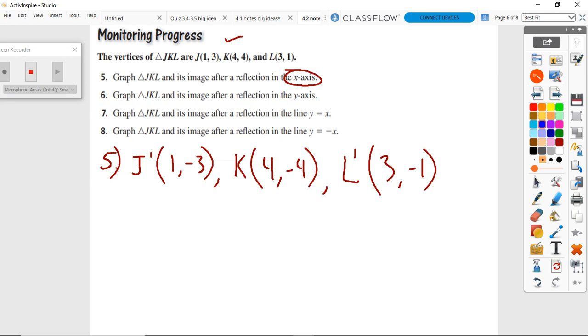So number 6, now we're flipping in the y-axis. So let's flip the x values. Start out with (1, 3). Give me (-1, 3).